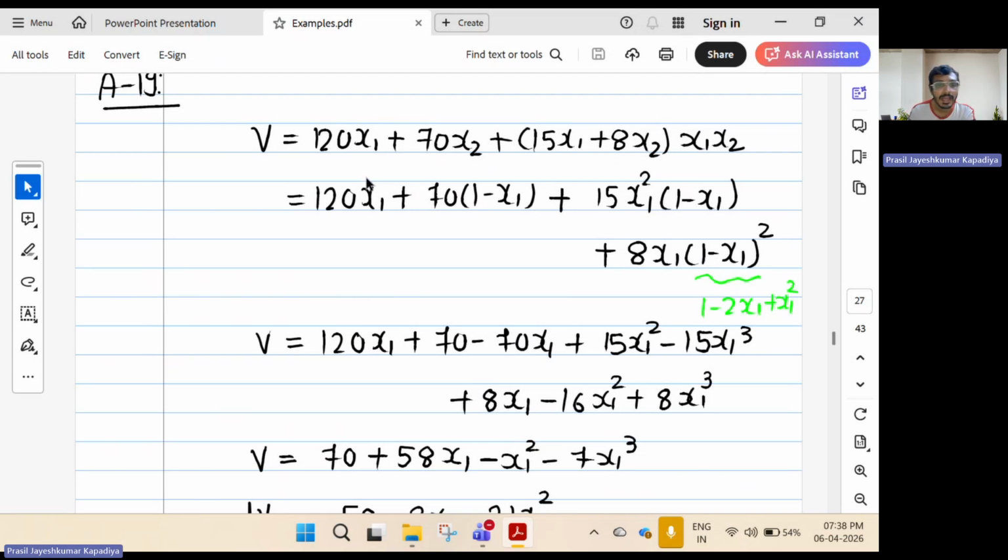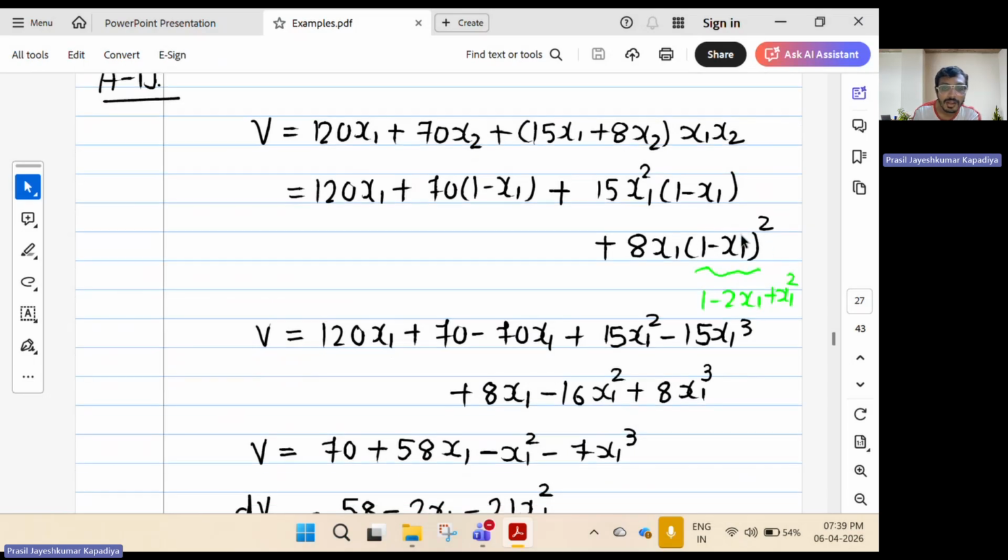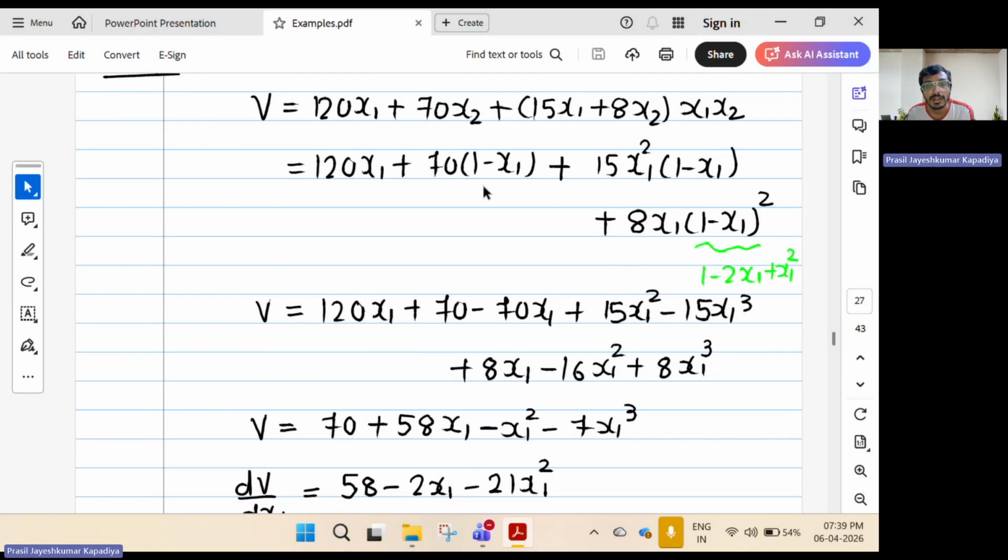So 120 x1 plus 70 x2 is 1 minus x1, plus 15 x1 square x2. So 15 x1 square x2 is 1 minus x1. 8 x1 x2 square, x2 square is 1 minus x1 whole square. So this is 120 x1, 70 minus 70 x1, 15 x1 square minus 15 x1 cube, and this 1 minus x1 square is 1 minus 2x1 plus x1 square. So this we need to expand.